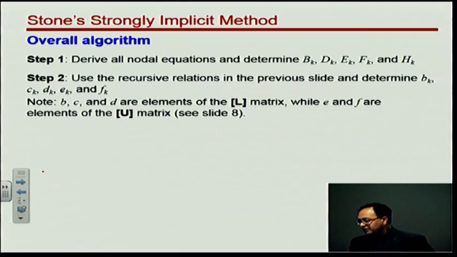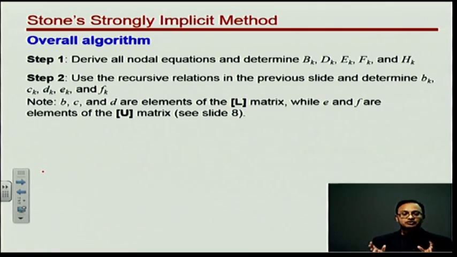Then you use the recursive relationships I showed on the previous page and calculate your small letter coefficients B, C, D, E, and F. These are the diagonals of your L and U. B, C, and D are diagonals of the L matrix. E and F are diagonals of the U matrix. So what you're trying to do is construct the L and U matrices from the original diagonals. So that's the next step. Any questions so far?